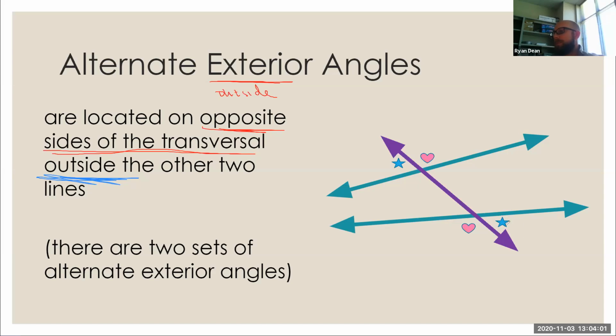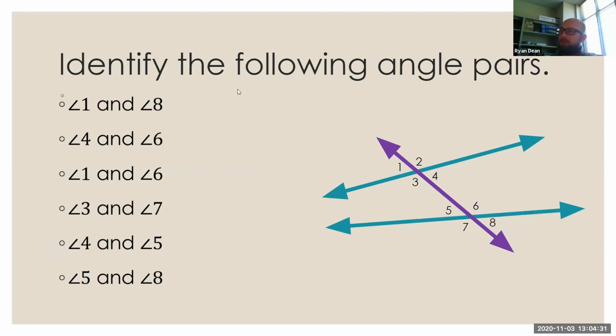And then on the bottom, I've got my plate. So we have chips on top and plate on the bottom. And they have to be on the opposite side of this transversal here. So the blue star satisfies this condition. So does the pink heart. That takes care of alternate exterior angles. In terms of other things that we need to know, you still have your linear pairs, you still have your vertical pairs. So those are still in play.